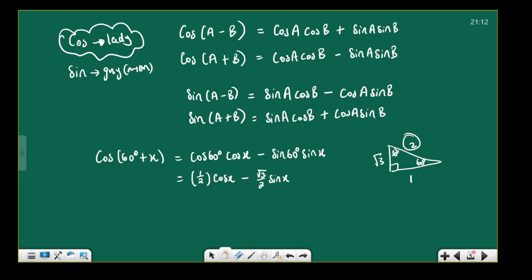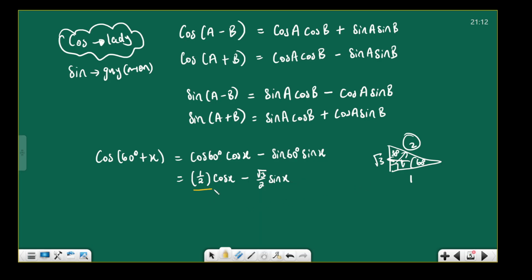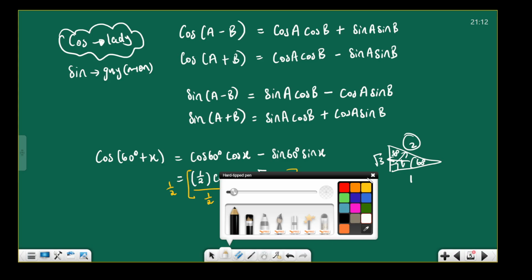Then cos 60, you're gonna use this triangle here and say cos is adjacent. According to SOHCAHTOA, cos is adjacent over hypotenuse, so the one that is adjacent to 60 is 1, and the hypotenuse is 2. While for sine 60, you'd say the opposite, which is root 3 over 2. Then from there you can take half as a common factor. Taking half as a common factor means you're gonna divide here by a half, divide here by a half, then outside you're gonna write half. Okay, that is taking a common factor there.